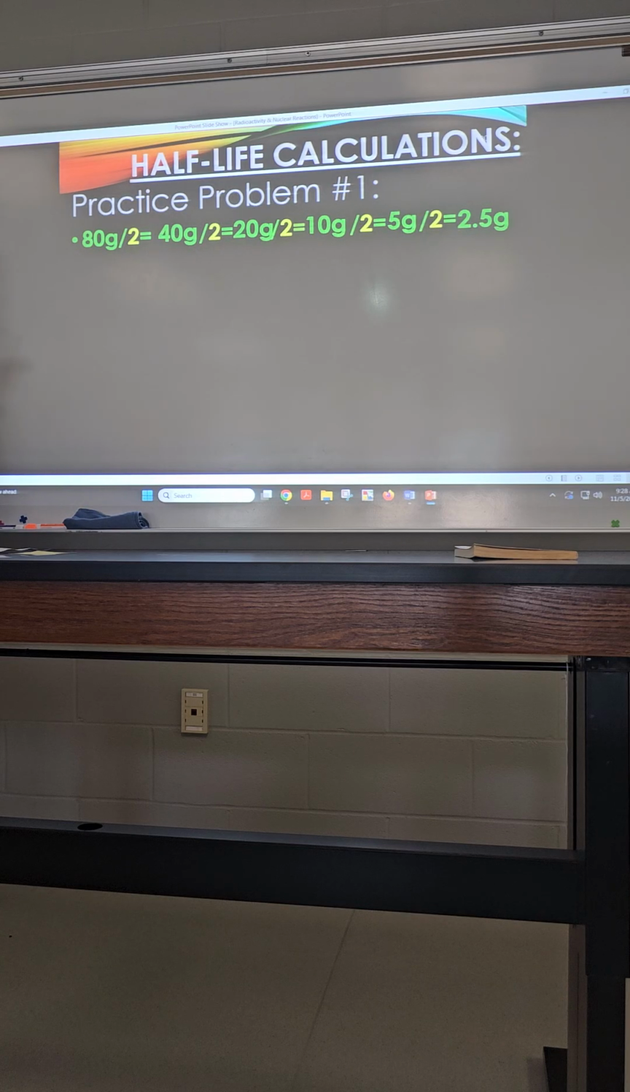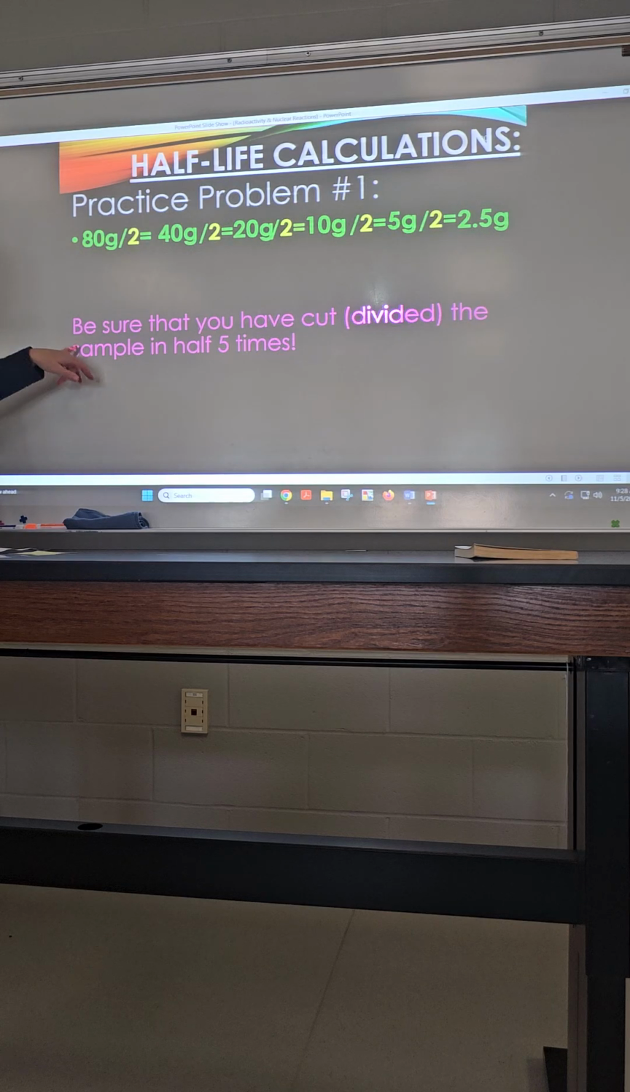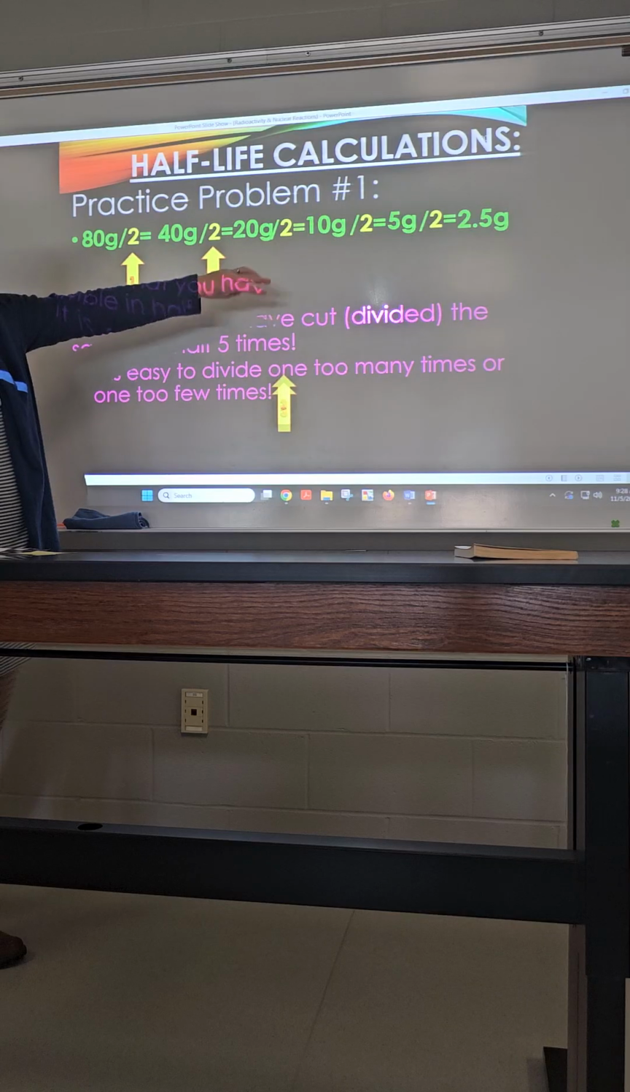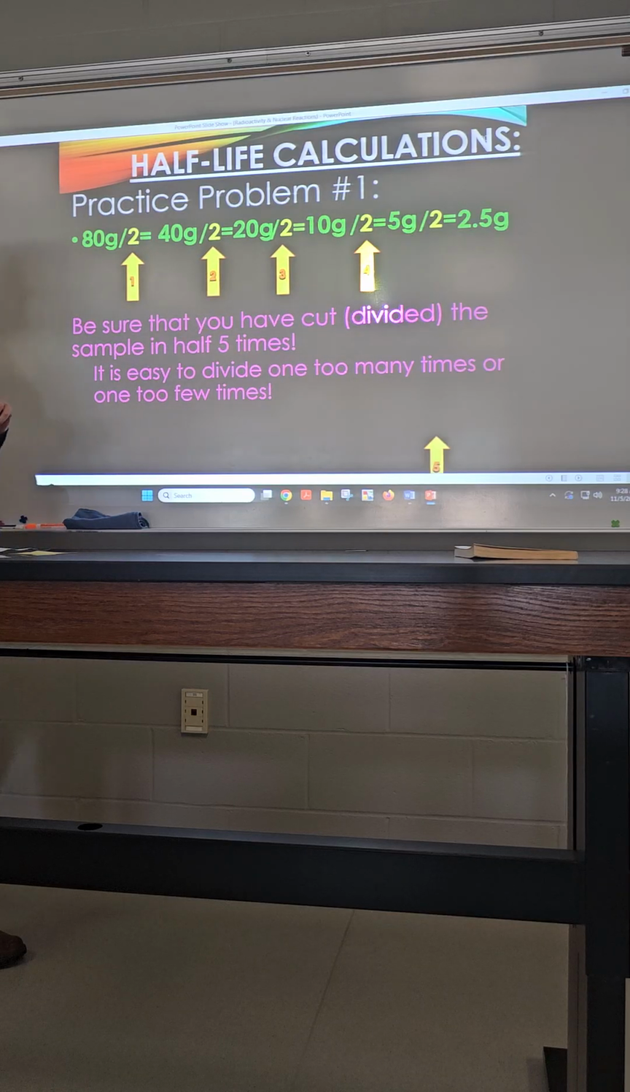So, to check to make sure you cut it in half, which is dividing by 2, a total of 5 times, this is where people go wrong. They either do 1 too many divisions or they don't do it enough. Always count 1, 2, 3, 4, 5 times you actually divided.